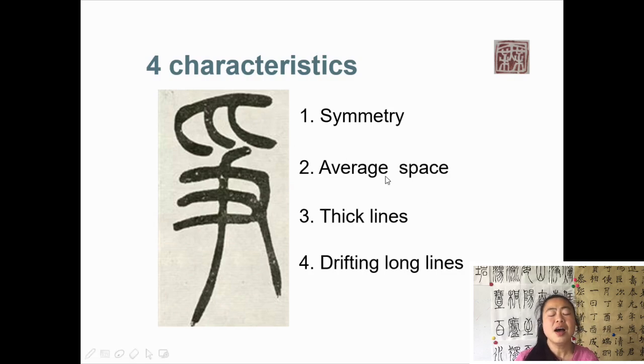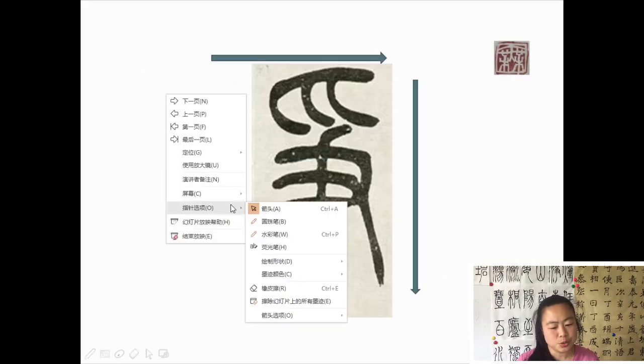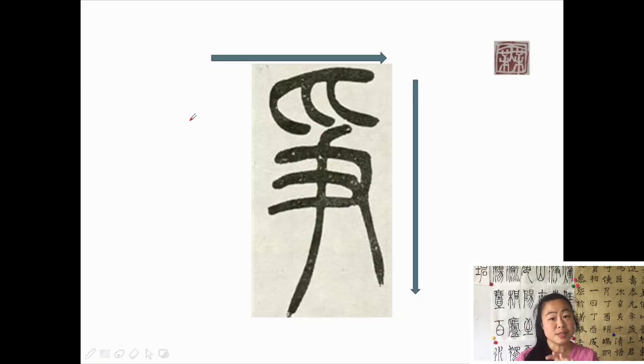And the first two are xiaozhuan style. So no matter which calligrapher, these two, symmetry and average space, are very obvious in xiaozhuan style Chinese writing. Okay, now in this part I will show you how to write with a marker. So this part will focus more on the order of how to write it, and in the next part I will show you with a brush.